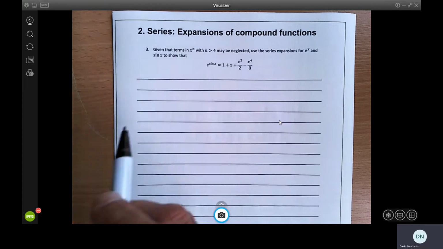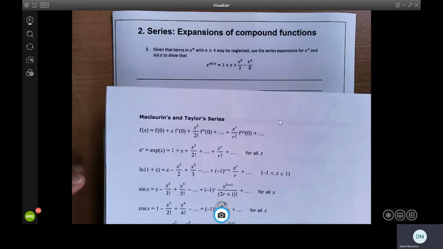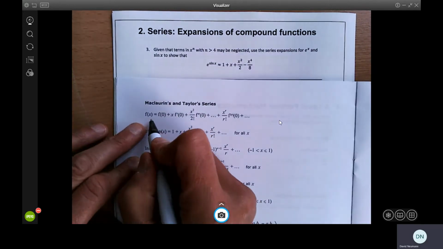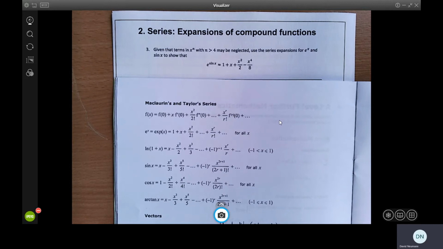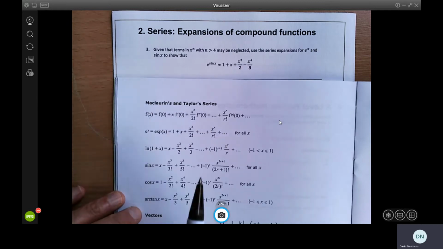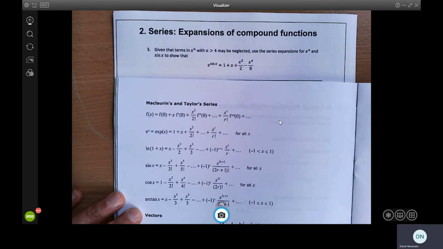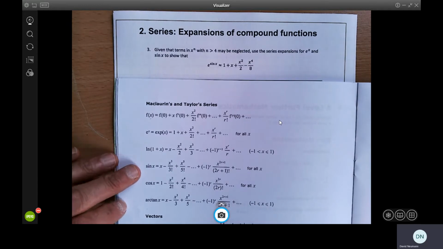Now, one way to do this would be to use the general Maclaurin series expansion. So we would say f of x is equal to e to the sine x. We would find the first, I think we need the first 4 derivatives, and evaluate them at 0 and use those in here. So when we differentiate, we use the chain rule and the product rule. But an easier way to do this is to use the expansions that we know already for e to the x and for sine of x.